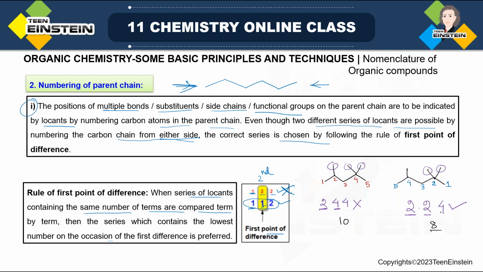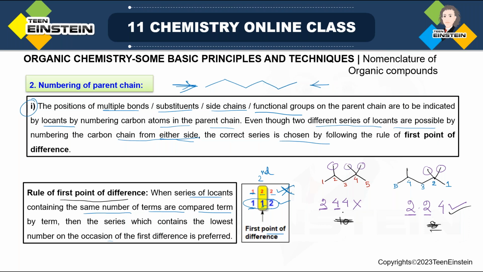If you simply consider this least sum rule, then also you get this as the correct answer, but you may not always get so. It sometimes matches with the rule of first point of difference, but it is not necessary that you will always get that. One problem we will also discuss, then this point will be more clear. So don't add all these numbers. This is not the correct way to choose how to number the parent chain.